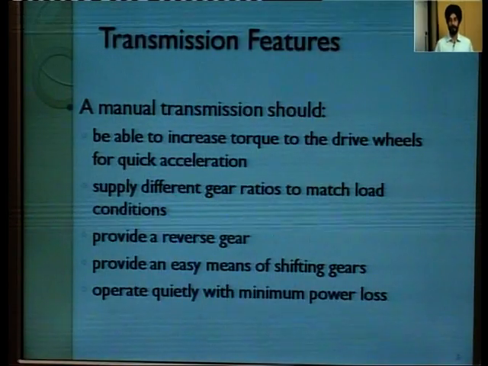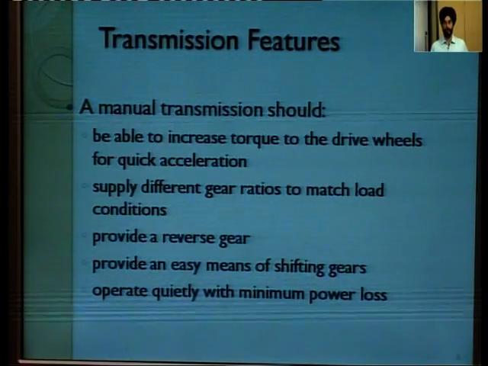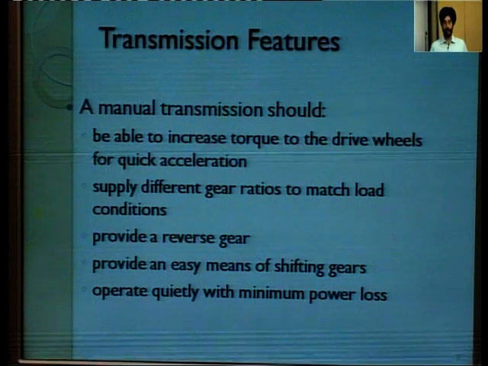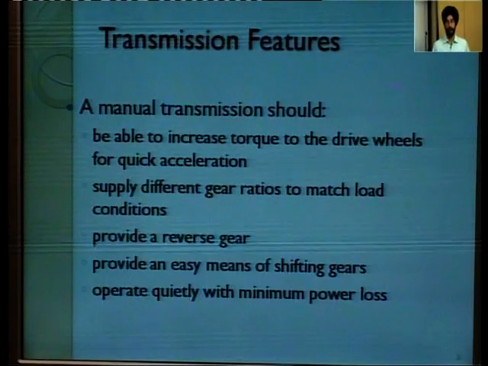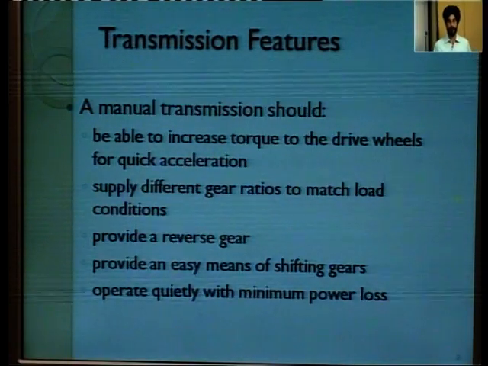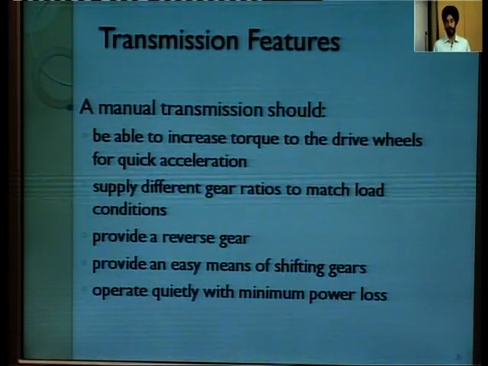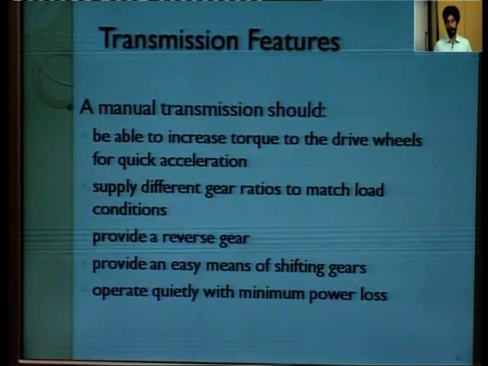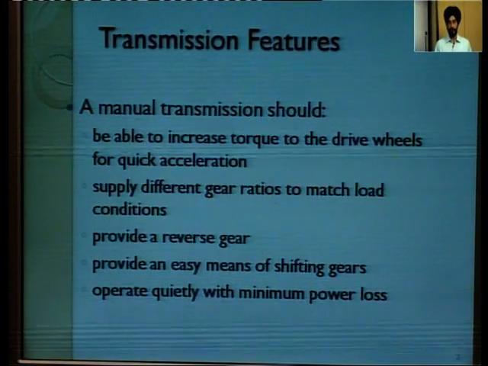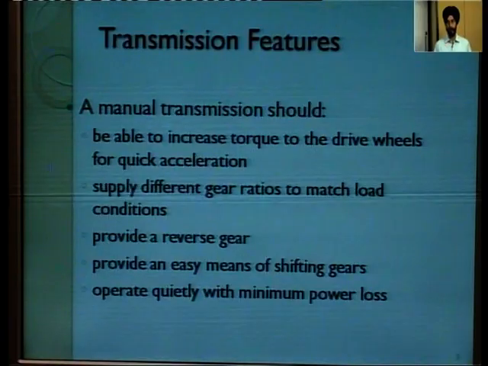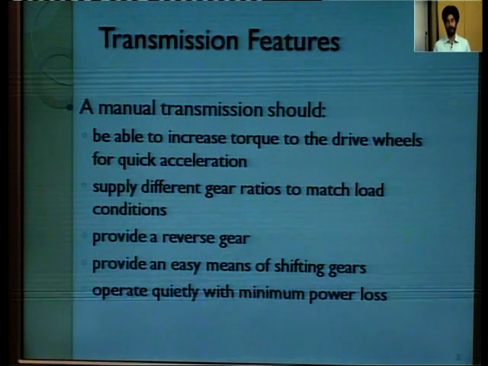And what should be the features of transmission system? It should be able to increase the torque to the drive wheels for quick acceleration, and supply different gear ratios to match load conditions. For example, if we see the vehicle starting from rest position to motion, it is encountering the static friction, which is more than the dynamic friction. So when vehicle starts from zero velocity to motion, wheels require larger torque and lesser RPM.